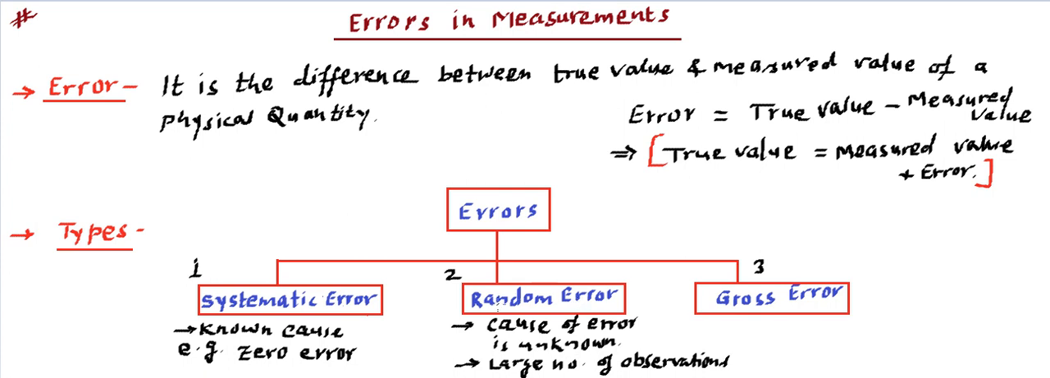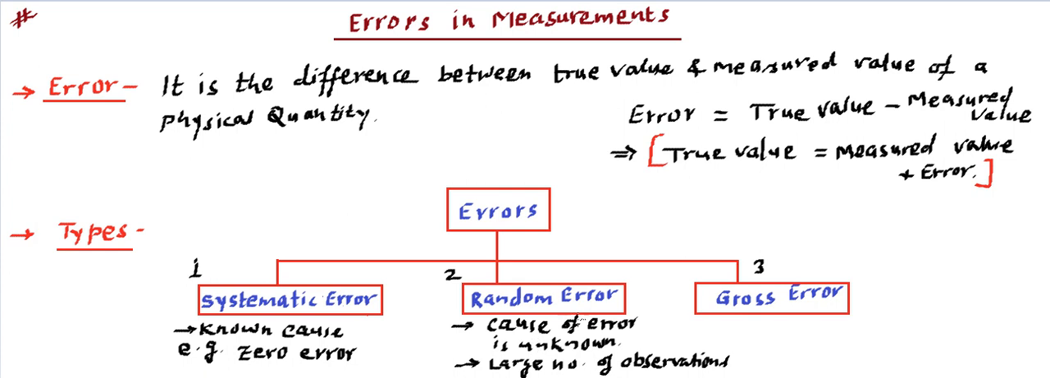For example, we can understand what random error is by an example. Let's say a person is doing an experiment and finding out the value of some physical quantity, and if the person repeats the same experiment, he or she finds different results. If the same person doing the same experiment repeatedly gets a different result every time, that means the cause of the error involved is not known.